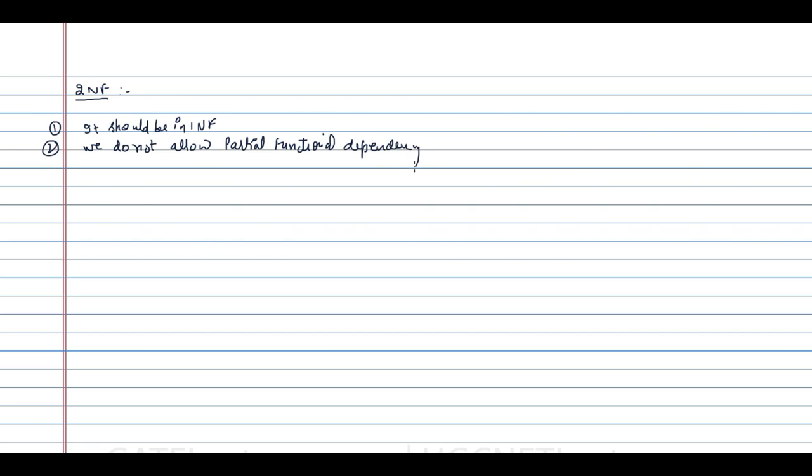This line about partial functional dependency can be written in several ways, like: no known prime attribute. There are several ways of representing the same line. If you read different textbooks, whether Korth, Navathe, or any other local author, you'll see that they write different lines, and all of them mean that we do not allow partial functional dependency.